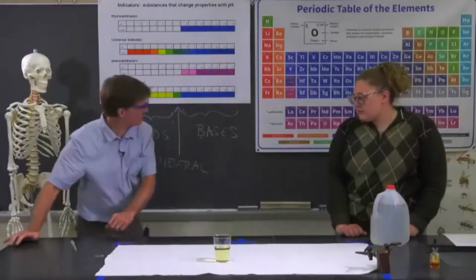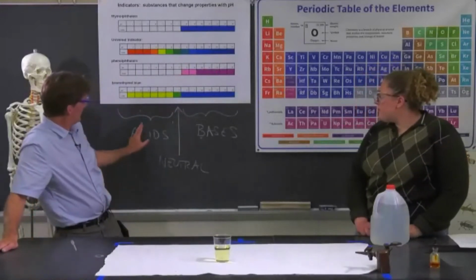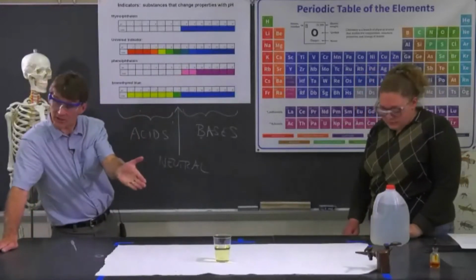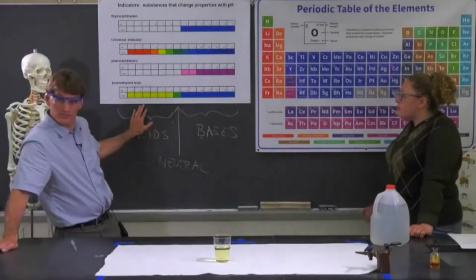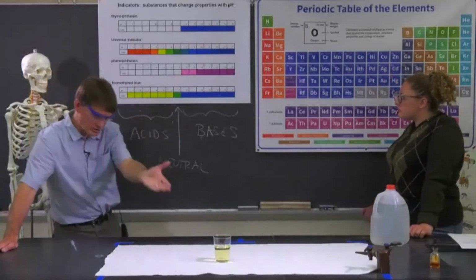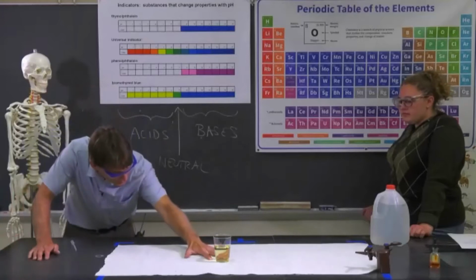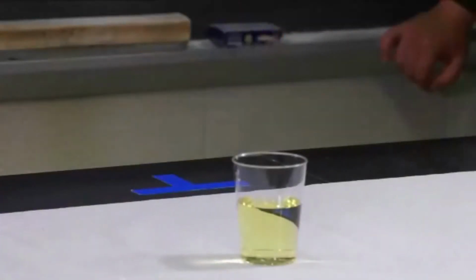Let me stand out of the way so you can see that a little bit. Acids, for this indicator, are going to be yellow. If it's neutral, which it's not, I can tell because that doesn't look green. Does that look green to you, Dr. Baldwin? That is not green. That is yellow. And if it was 8 to 14, it would be a base, and we'd see a blue color with this particular indicator.